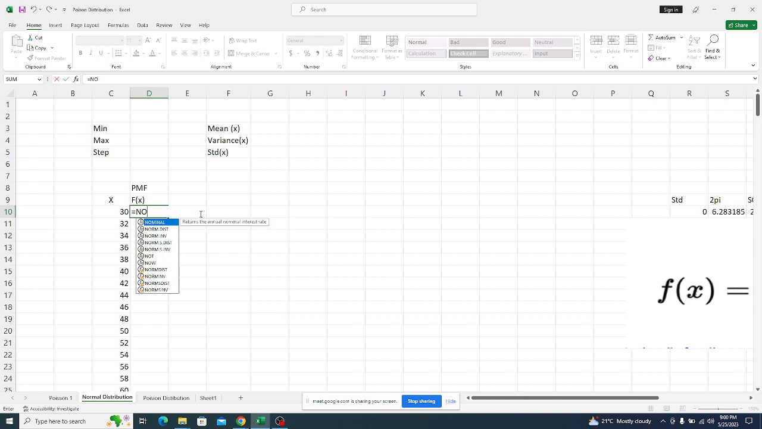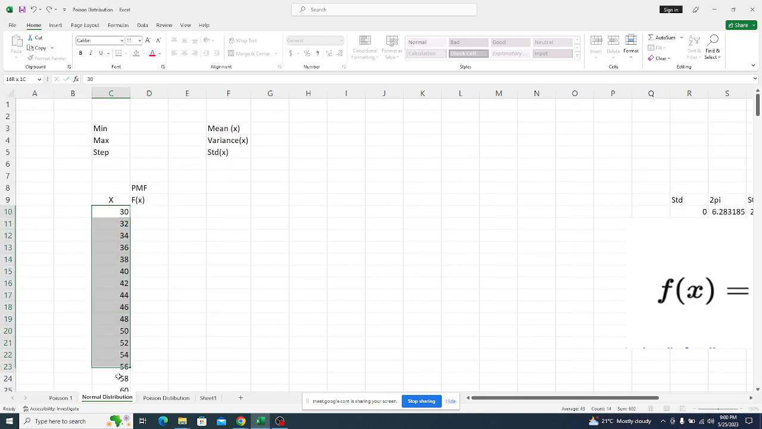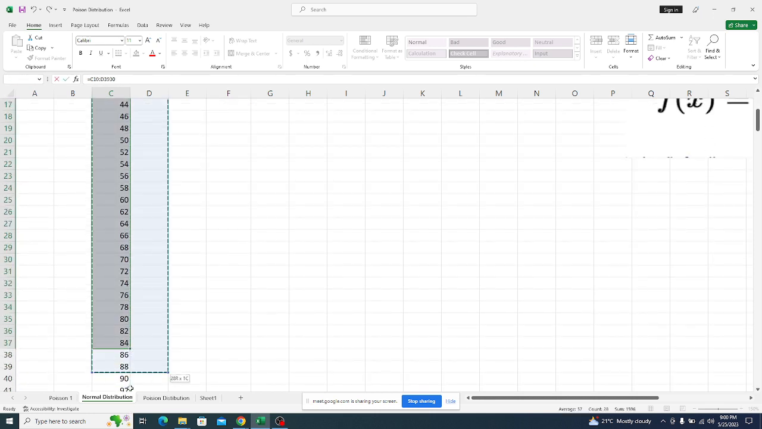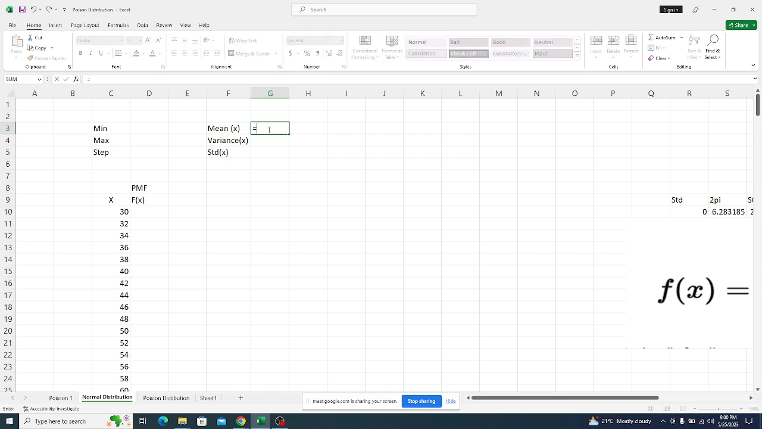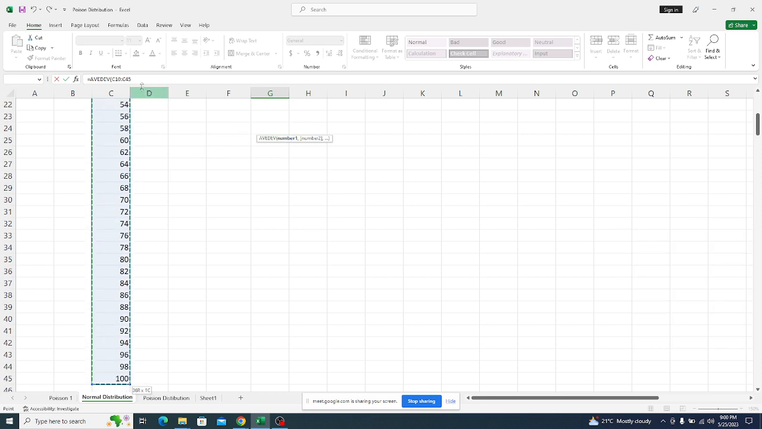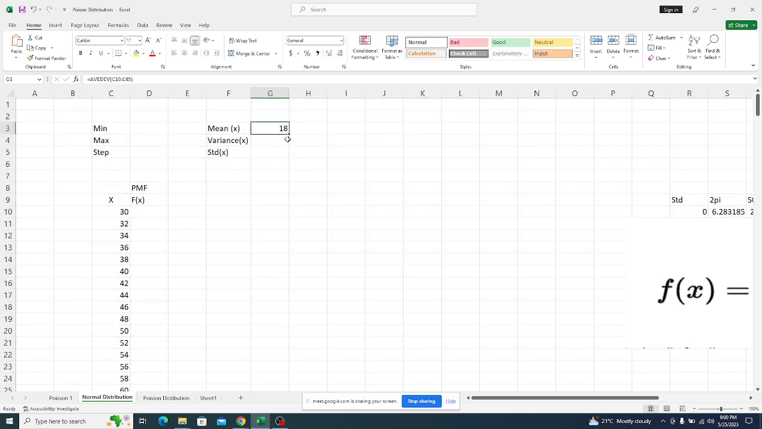So with that, let me clear that. Let's assume this is a population. With the population, now we want to calculate the mean. The mean will be equal to the average, that is the average of the total values which you have, and we have a mean of 18. Then we need the variance.